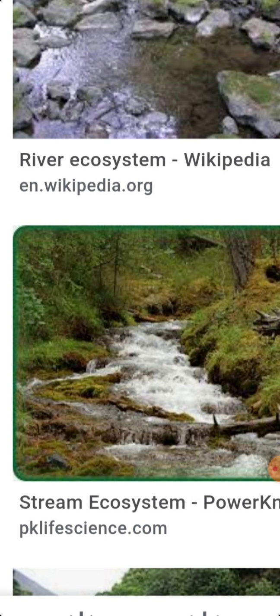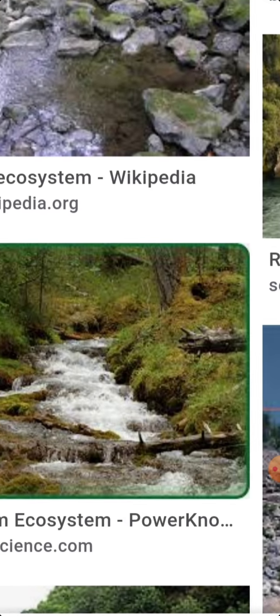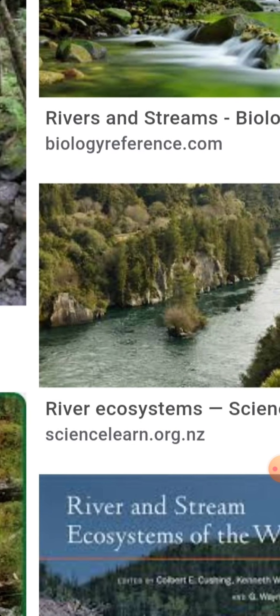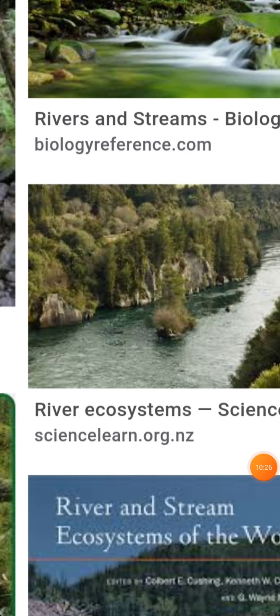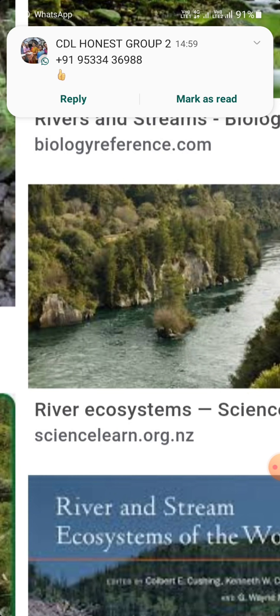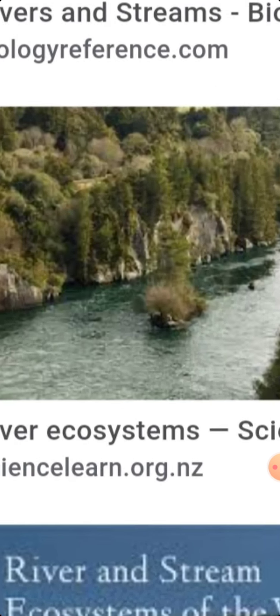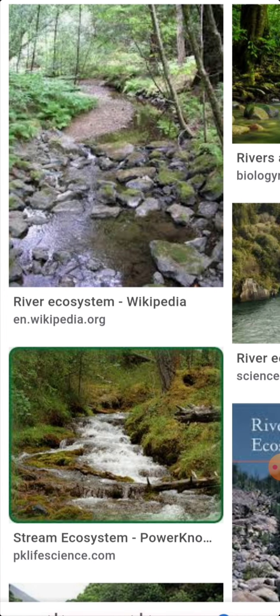The river ecosystem and the stream ecosystem, as well as the estuarine ecosystems, are there. The river ecosystem is penetrating into the streams. Streams also have producers, consumers and decomposers. The stream ecosystem also has producers and consumers.